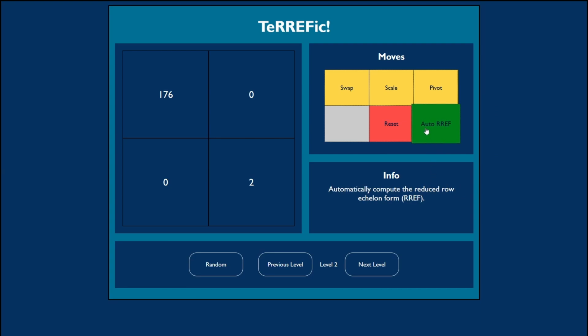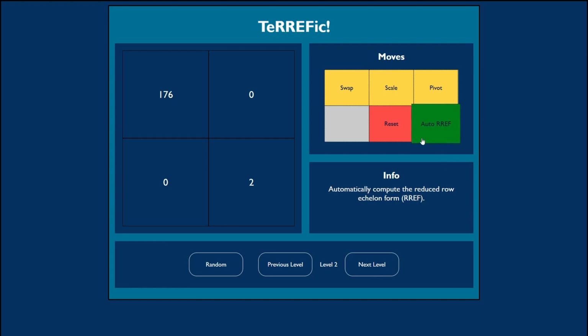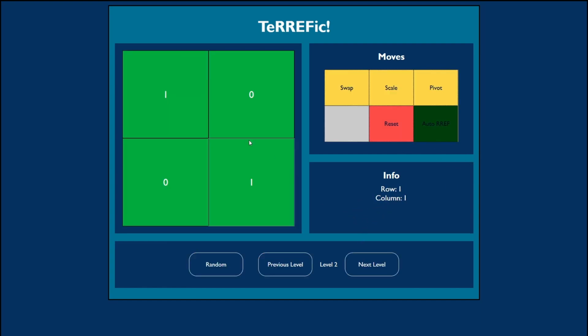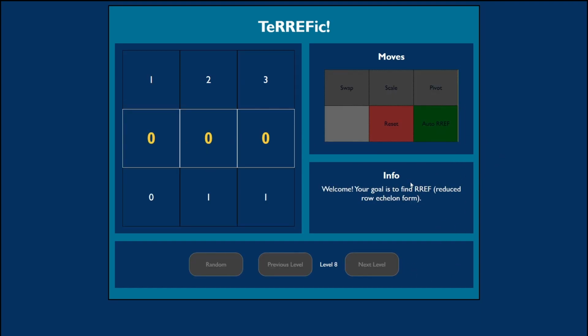So also, I implemented these 2 algorithms. Number 1 is checking for reduced row echelon form. There are 4 conditions that you need to meet, and I wrote an algorithm for that, as well as this here, which actually solves the matrix for you. And so you see here, this is the reduced row echelon form. If you go to a more complex matrix, you can see it in action.